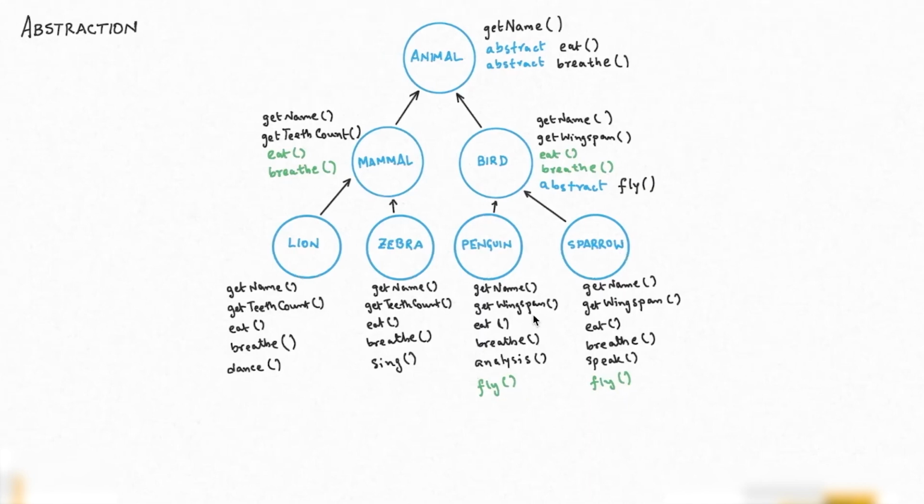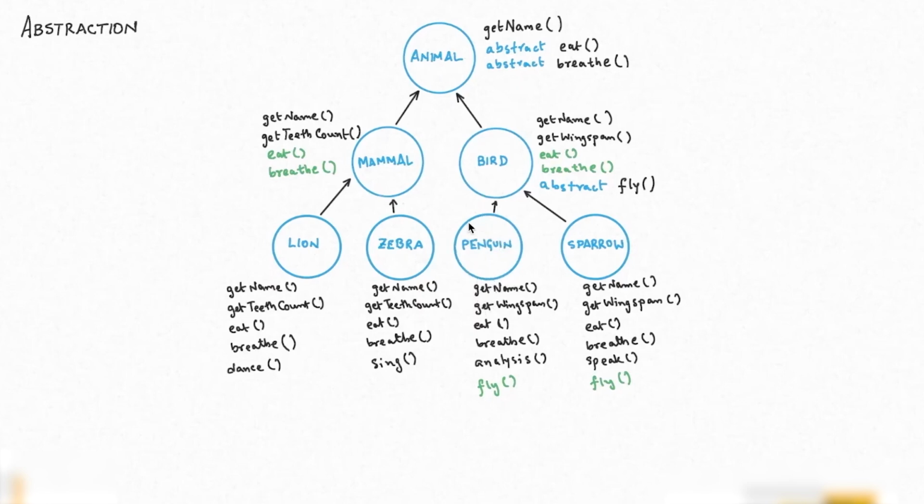So if we take any one of these examples, for example penguin, getName comes all the way up from animal. Any penguin object will have access to the getName method because penguin inherits from bird and bird inherits from animal. And so bird inherits the getName method from animal, and penguin inherits the getName method from bird. And so any penguin object will have the getName method.